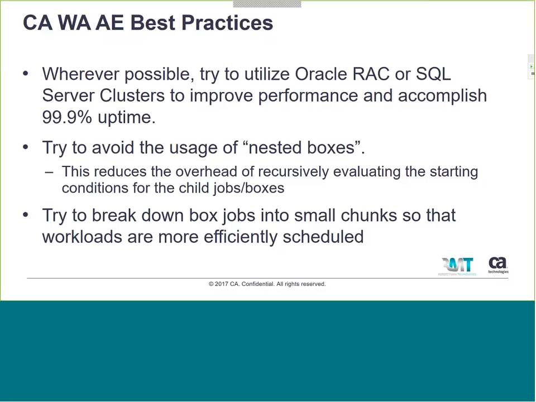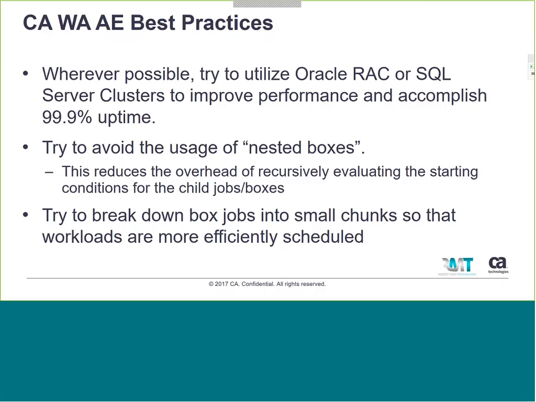Right. Try to break down box jobs into smaller chunks. What we see often at customer sites is box jobs containing more than 500, 700 jobs at a time, right? It's not only difficult to manage that kind of a box, it's also adding additional performance implications. When you go through that box, it tries to evaluate whether each job in the box has its own starting conditions, which would be a bad thing. They shouldn't have their own starting conditions, right?